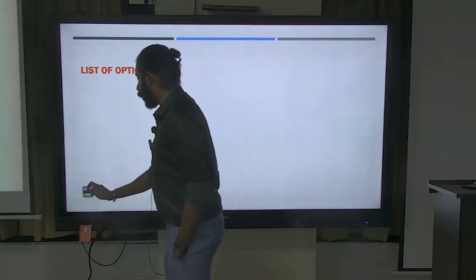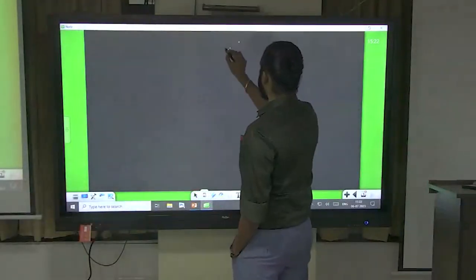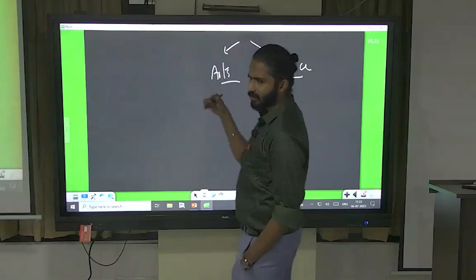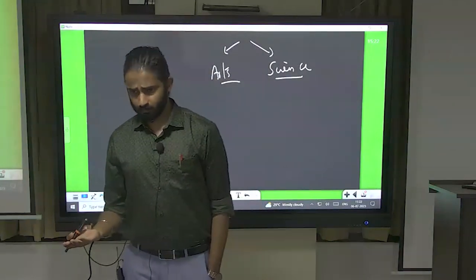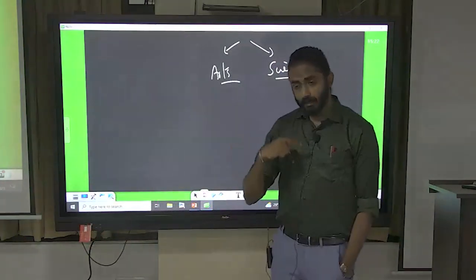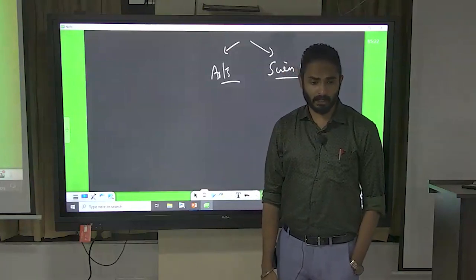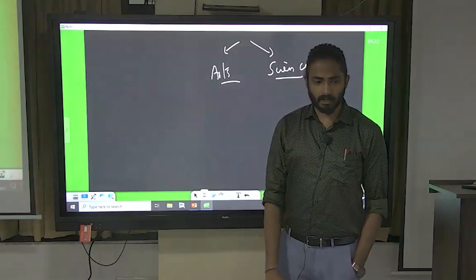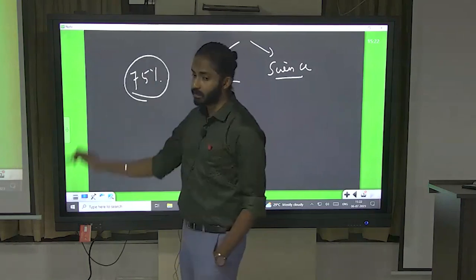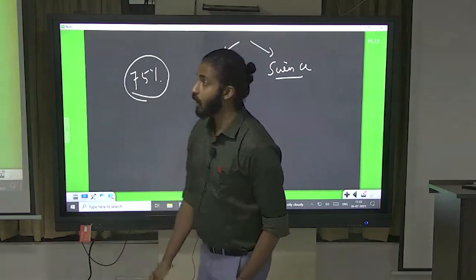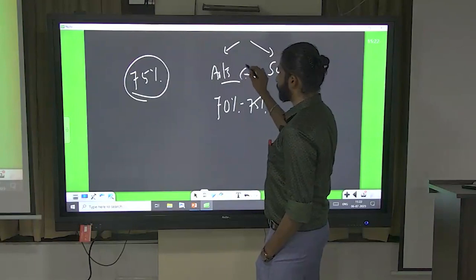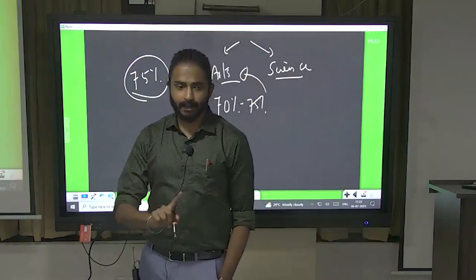We can broadly classify these optionals into arts and science. Some optionals are more science oriented, some more arts oriented. Which is picked more? If you take the percentage of people appearing for UPSC, from UPSC's report, around 75% of aspirants are from a science background. But if you take the optional, around 70 to 75% of people pick an arts subject. This is the irony of the UPSC optional.